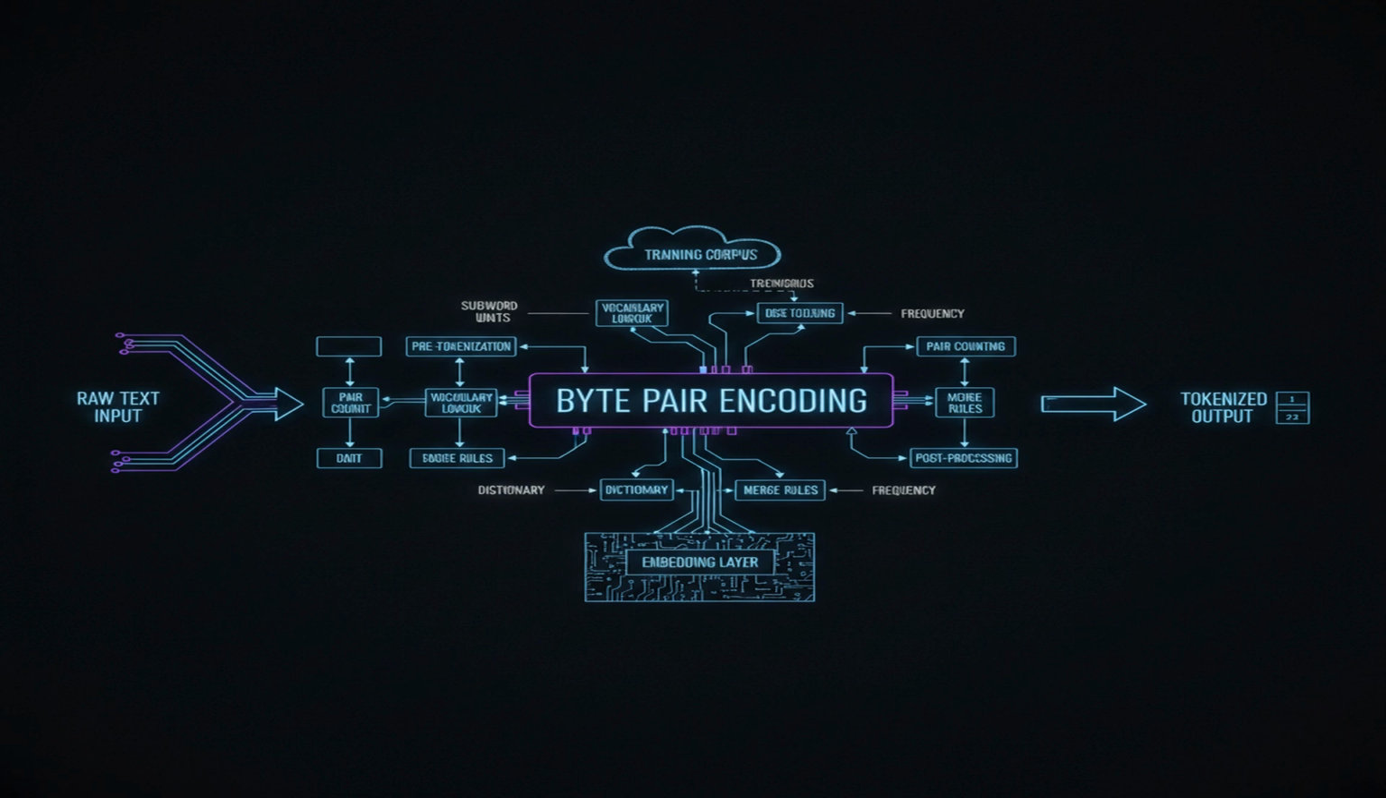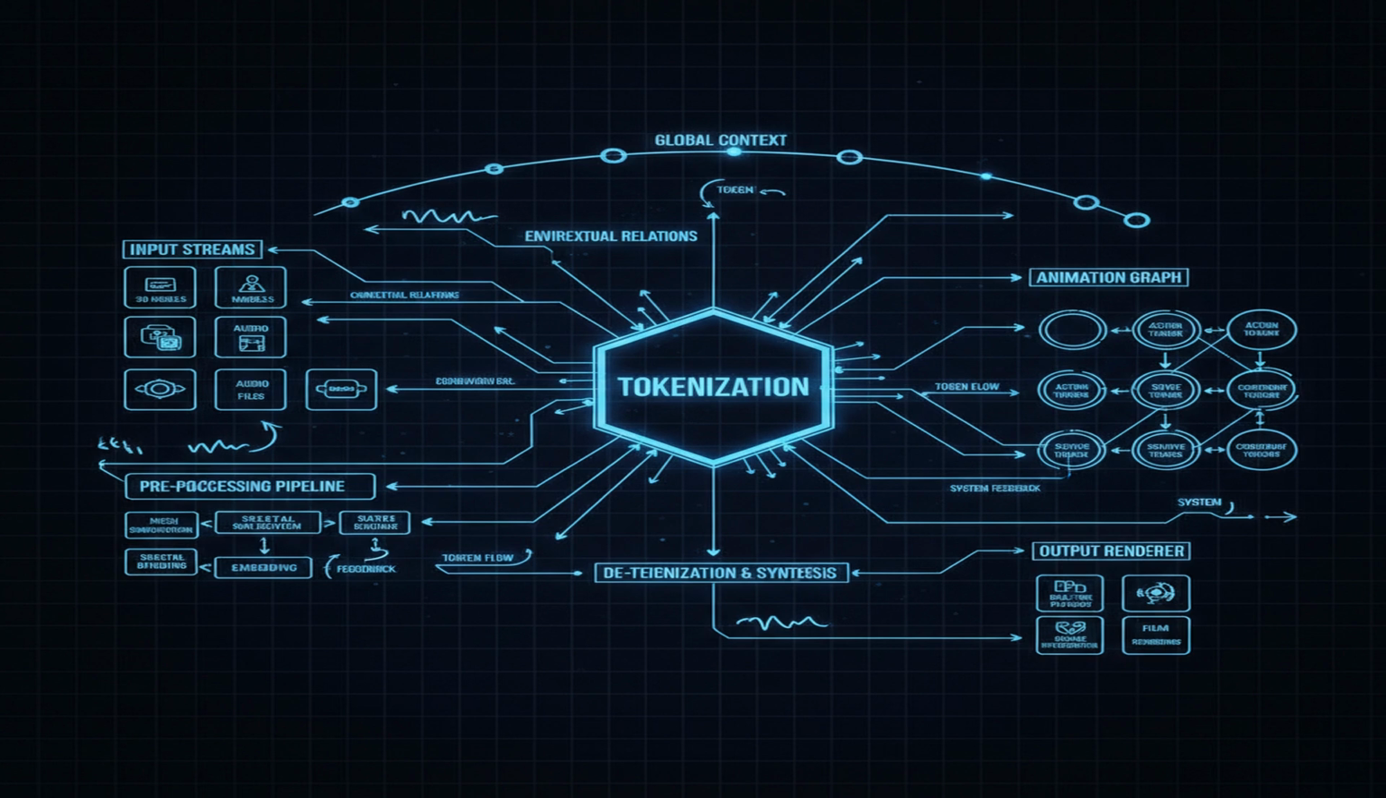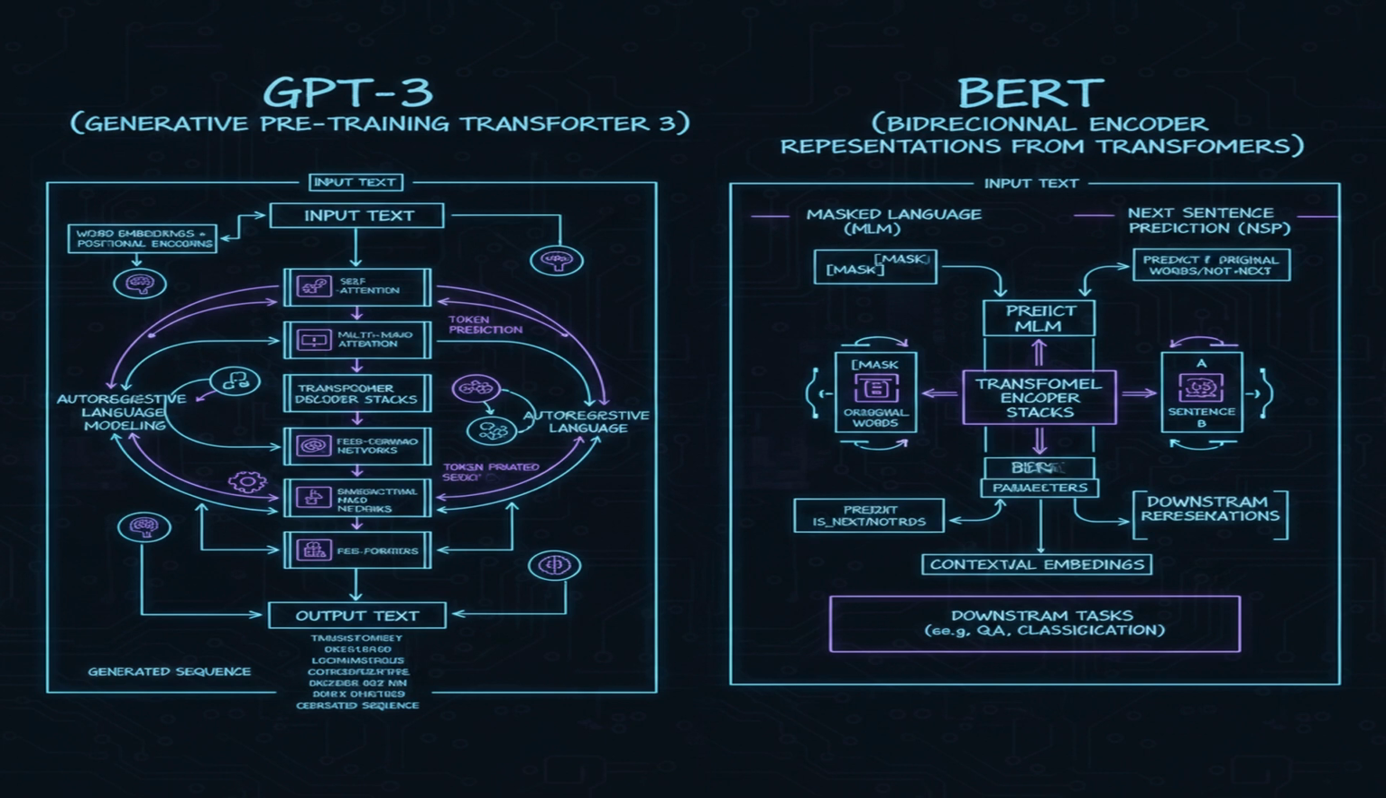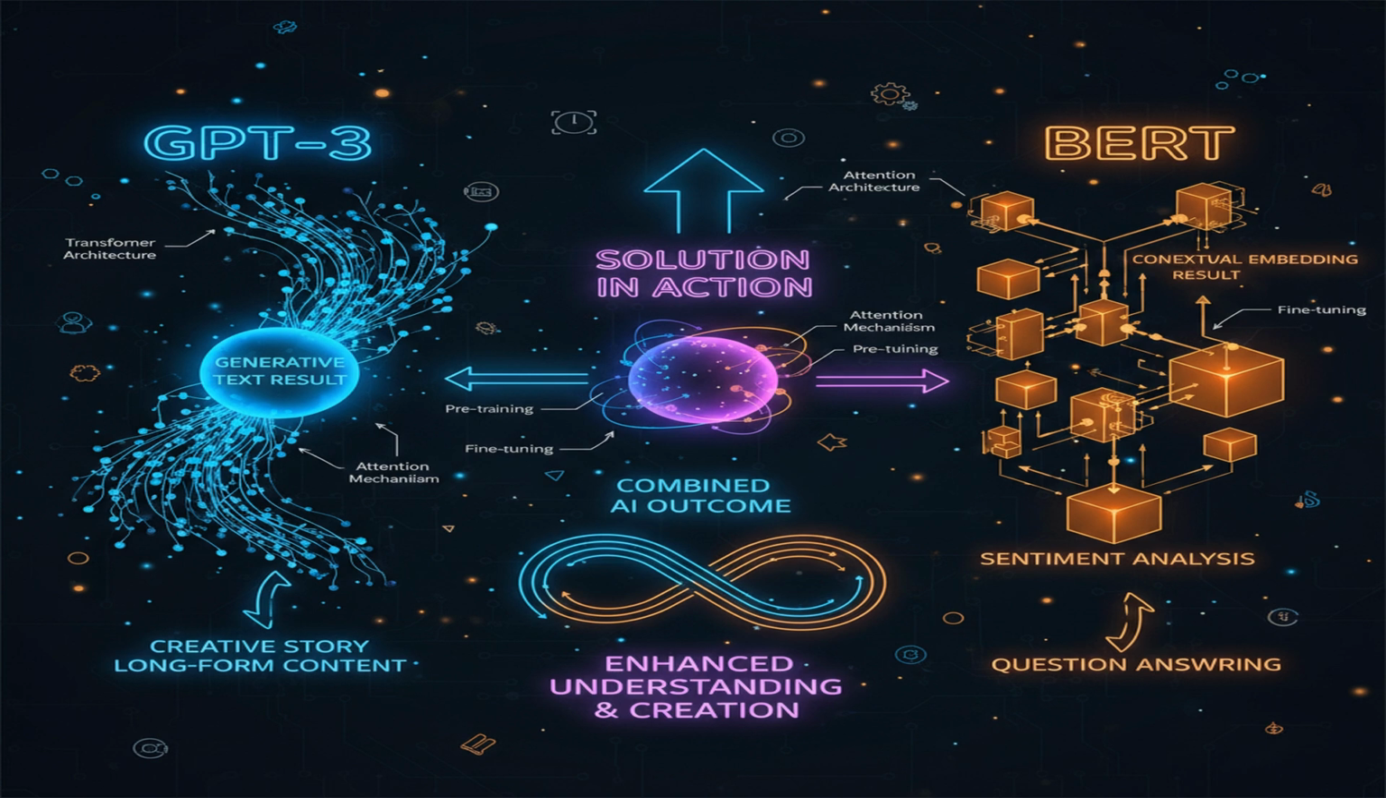GPT-3 uses a 50,257 token vocabulary with byte pair encoding. This offers a balance between granularity and memory footprint. Consider the phrase, "tokenization is key." GPT-3 tokenizes this into 4 tokens. Each token corresponds to a numerical ID in the vocabulary. Example IDs are 464, 2068, 7586, 21831. BERT, on the other hand, employs WordPiece with a 30,522 token vocabulary.